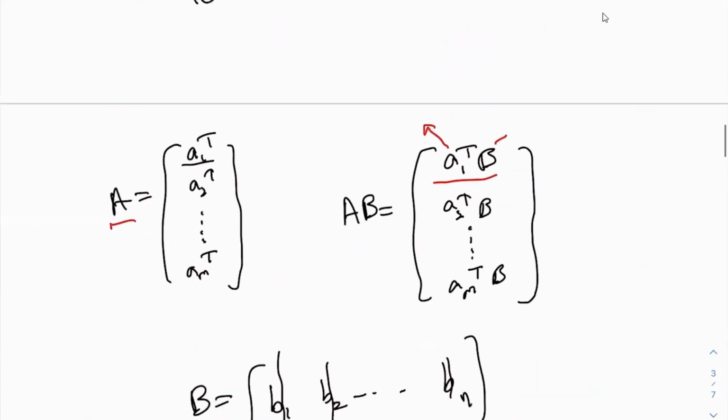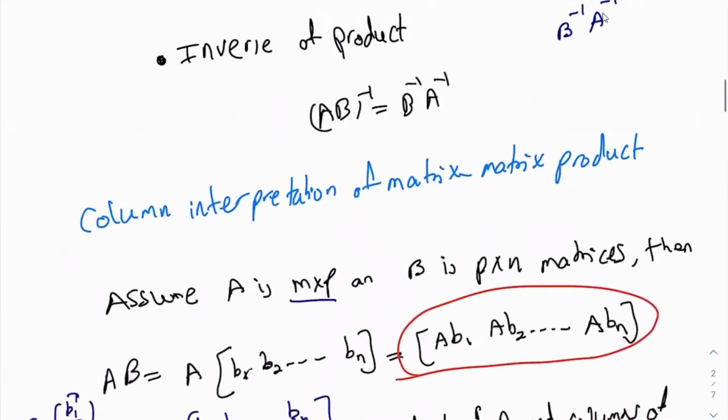Okay, so that's two ways to look at the matrix product, and both ways are actually important. The column representation is the one that we use more often to intuitively understand the matrix product.